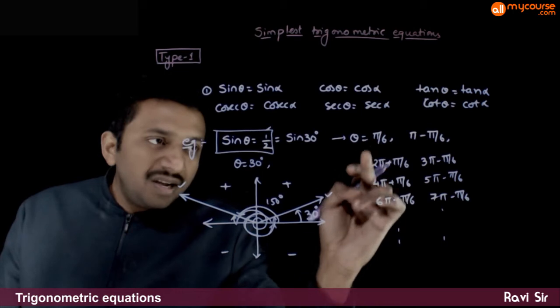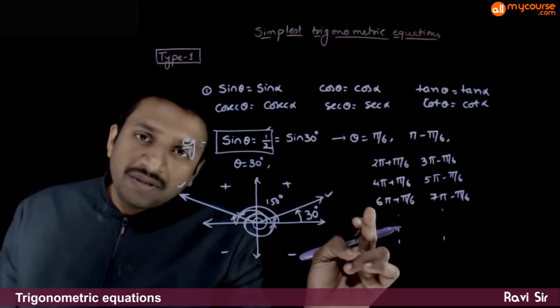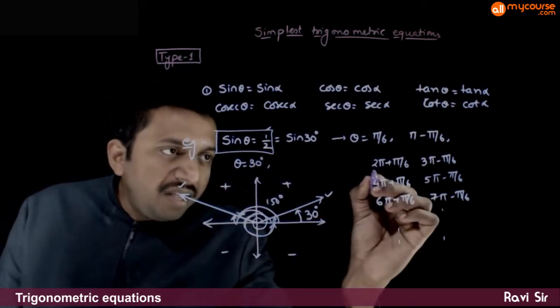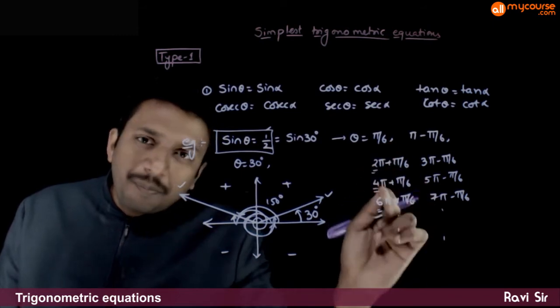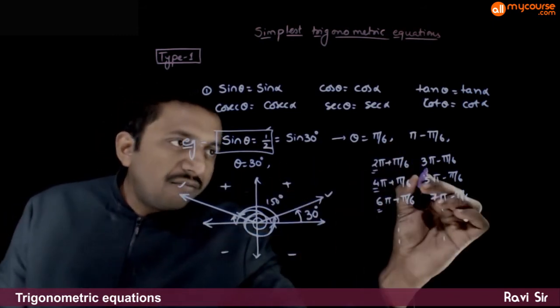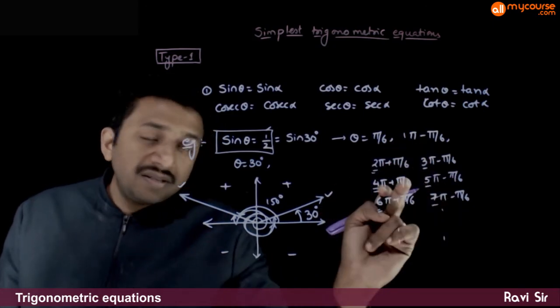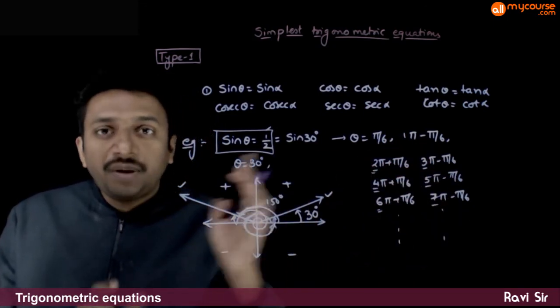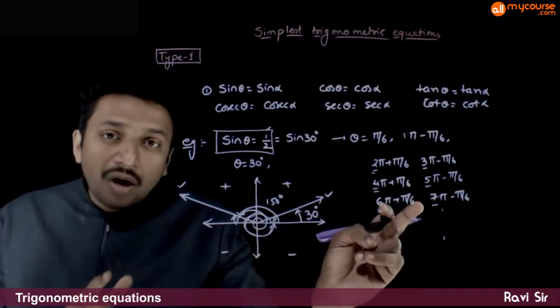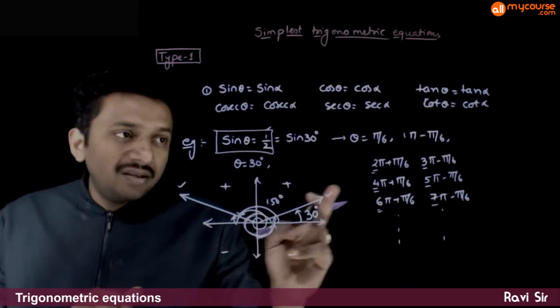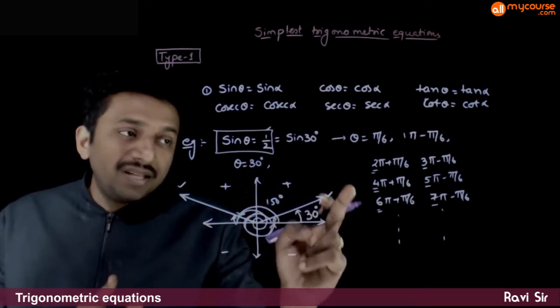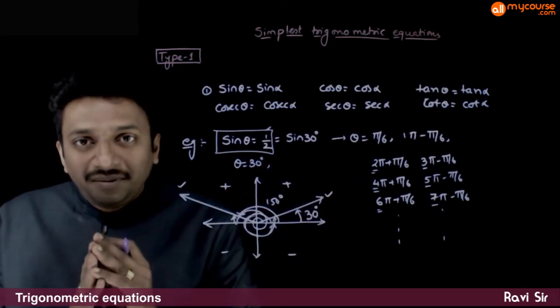So pi by 6, 2 pi plus pi by 6, 4 pi plus pi by 6, 6 pi plus pi by 6. If you have an even number of pi's, you're getting plus. And if you have an odd number of pi's, 1 pi minus pi by 6, 3 pi minus pi by 6, 5 pi minus pi by 6, 7 pi minus pi by 6, you're getting a minus. If you have an even number of pi's, you get a plus, right?